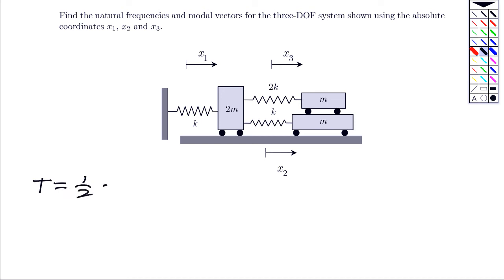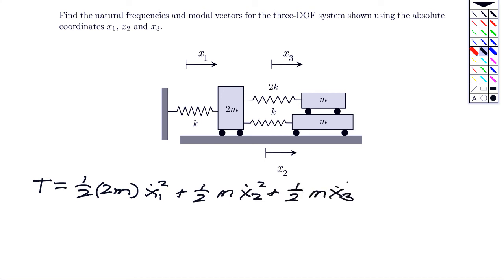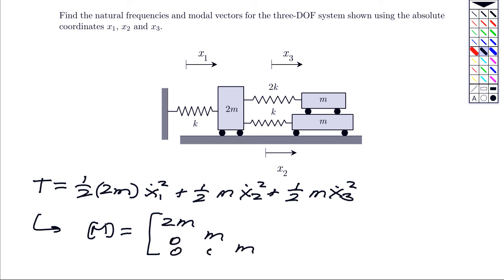1/2 2m x1 dot squared, 1/2 m x2 dot squared, plus 1/2 m x3 dot squared. So therefore, from this we see that with our generalized coordinates that we have, our mass matrix is diagonal, which is a special form of the symmetric matrix that it always is.